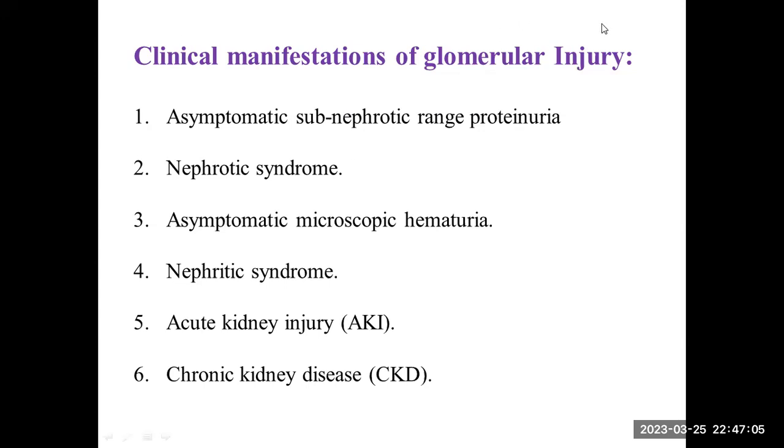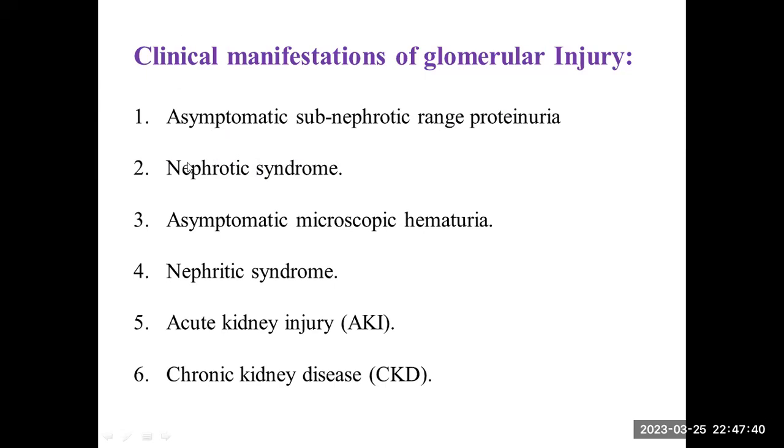But in the mildest form of injury, the patient will have proteinuria, but it will be subnephrotic range. It will be less than 3 grams per day. For example, it can be 1 gram or 1.5 gram, less than 3 grams per day. This will be called subnephrotic range proteinuria. And since the proteinuria is subnephrotic range, for that reason, the patient will be asymptomatic, because in order for proteinuria to cause symptoms, it should be more than 3 grams per day. It should be nephrotic range proteinuria. Only at that point, you will have the symptoms of nephrotic syndrome.